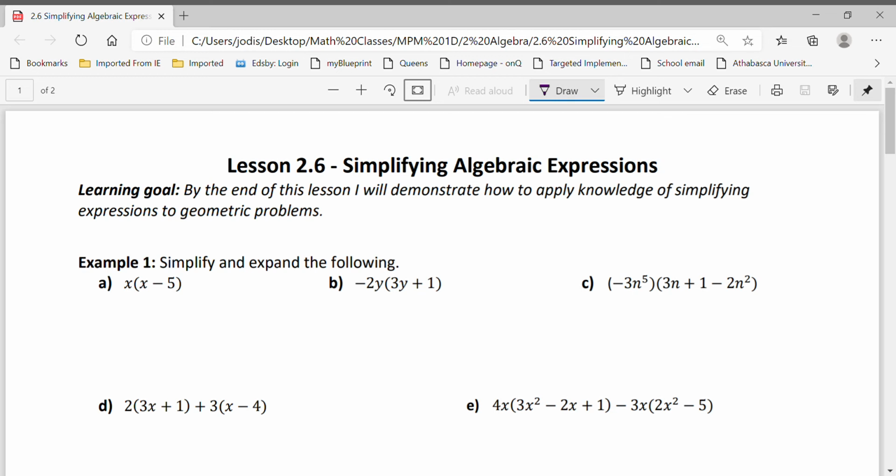Hi everyone, so this is lesson 2.6, Simplifying Algebraic Expressions, and this is the last lesson for this unit. By the end of the lesson, you should be able to apply all the knowledge that we've done throughout this unit to simplify an algebraic expression, and we should be able to relate them to other geometric problems, like our word problems that we've been doing with area and perimeter and volume.